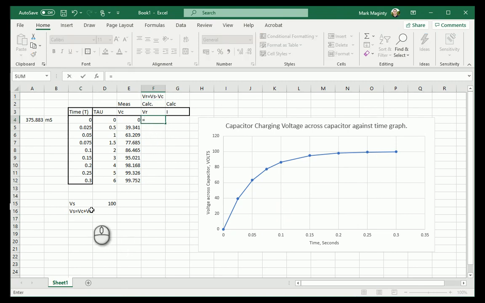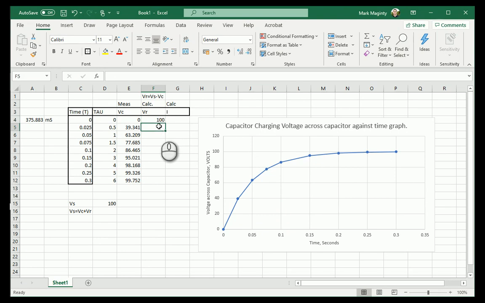So we need to find VS. VS is down there and it needs to stay steady. Now, I'll not show you this initially. I'll show you it the wrong way just so you can see. Then we need to press the minus button, and then minus whatever the VC value is beside it. So we end up with equals D15 minus E4.